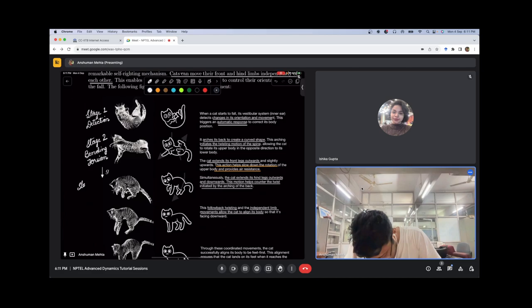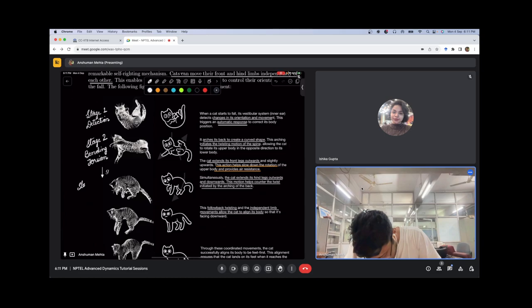So what are the steps? It flexes its hind legs. Okay, due to that, what happens? There is a follow-back twist or bending, and then all the limbs are now in a downward direction, and the cat is now ready to land, just like our Chandrayaan 3.